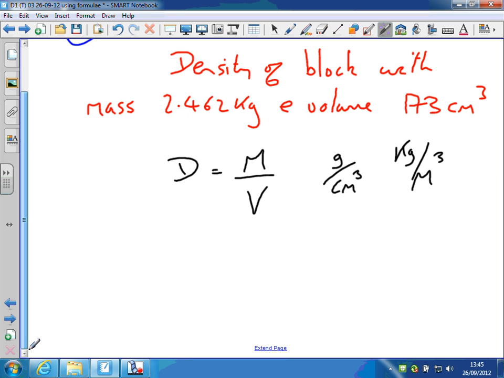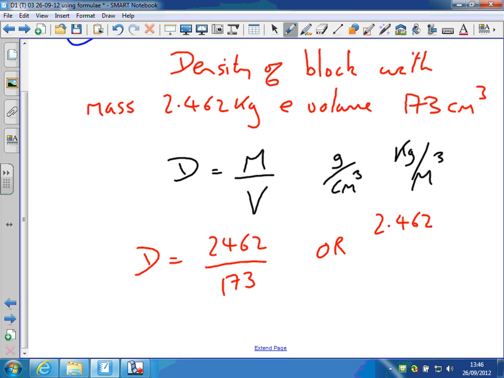So to do this question, I'm either going to go 2,462 grams over 173 cubic centimetres, or I'm going to say 2.462 kilograms divided by, I've got to divide this by a million, so I take the point back 3 places. Either of those answers will be correct. This is in grams per cubic centimetre. This is in kilograms per cubic metre.